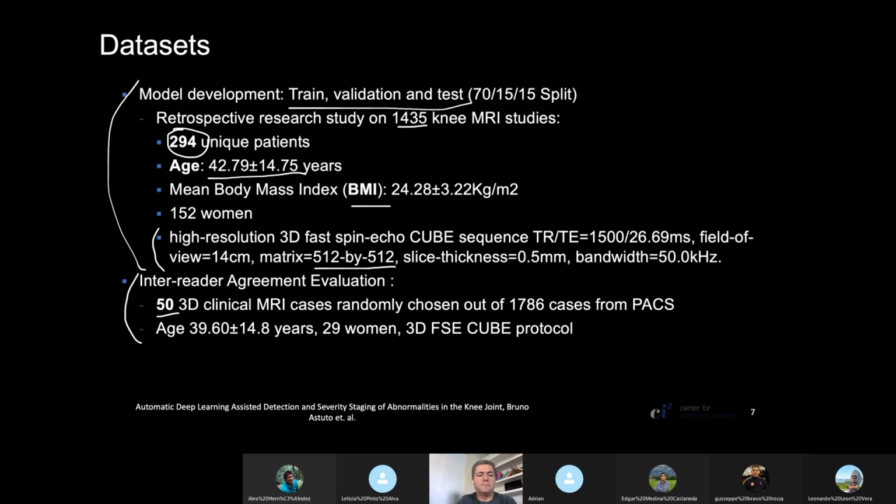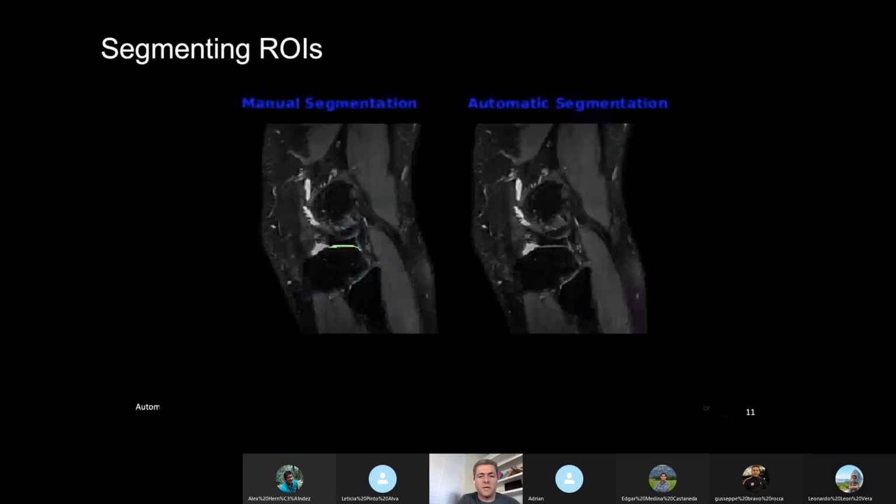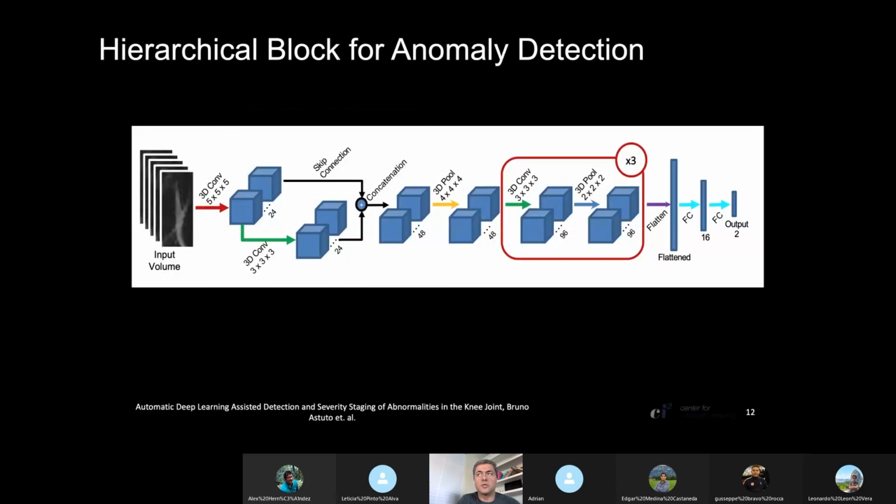Okay. And as long as it is this kind of MRI sequence with this specific resolution, then the model should work. Okay. It can be other vendors, other machines, but to answer your question, we tried.